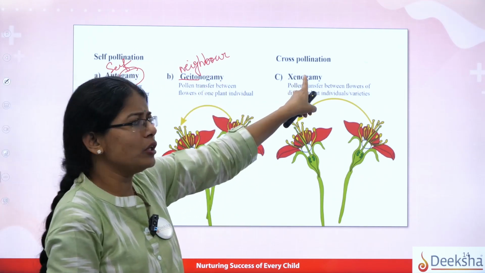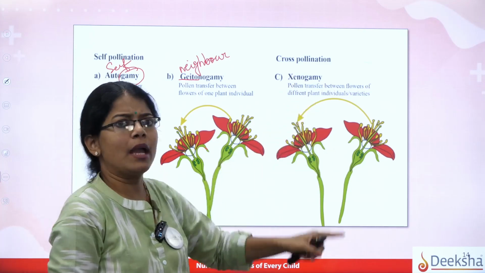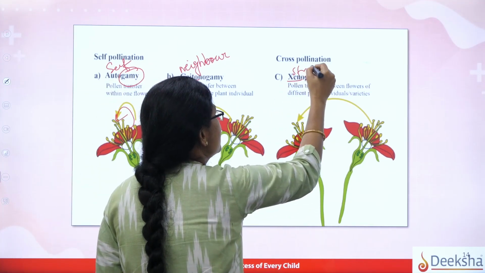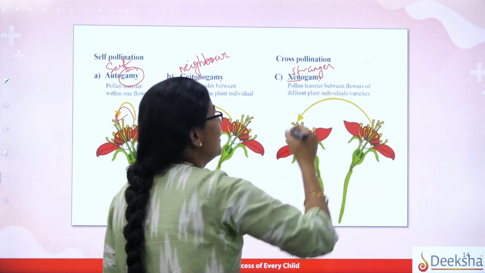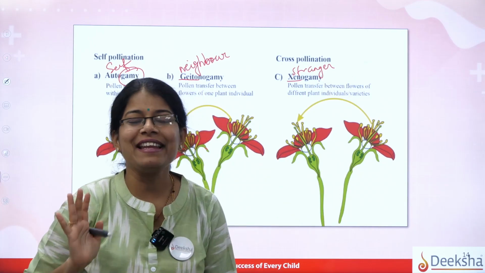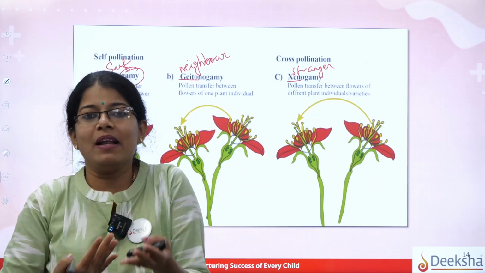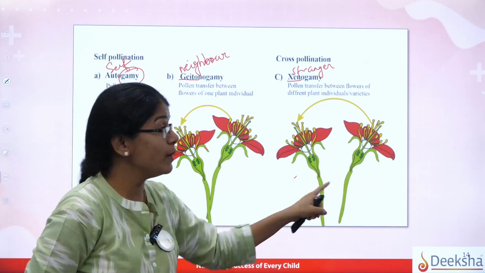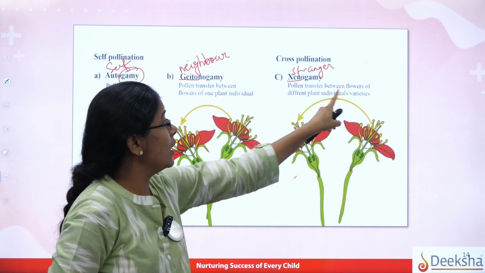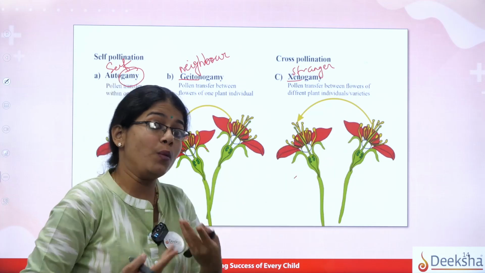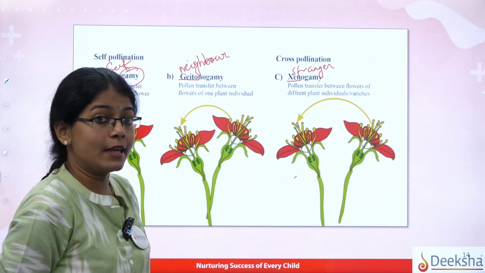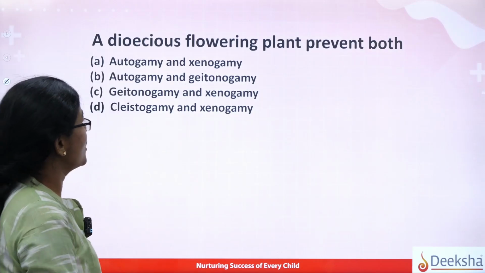Now go to the cross-pollination. Xenogamy. Xeno means stranger. So marrying with the stranger. Marrying with a stranger, right? Yes, that means there is another plant involved here. So there are two different flowers from two different plants, and a pollen transfer between flowers of different plant individuals or varieties will be called as what? Yes, xenogamy. Now here is a question again.